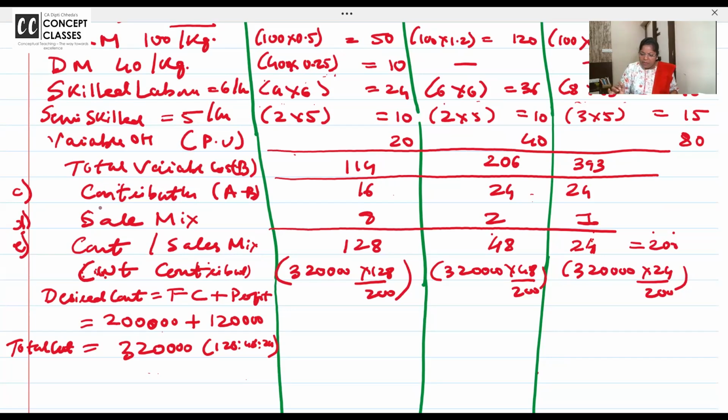3,20,000 divided by 200 memory में डालो. कितना आया? 1,600 into 128. This is your contribution. 204800. MR into 48. MR into 24. If you get total करके देख लो 38,400 plus 76,800 plus 204800.